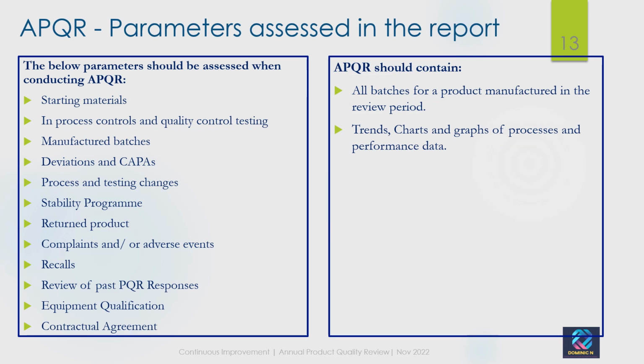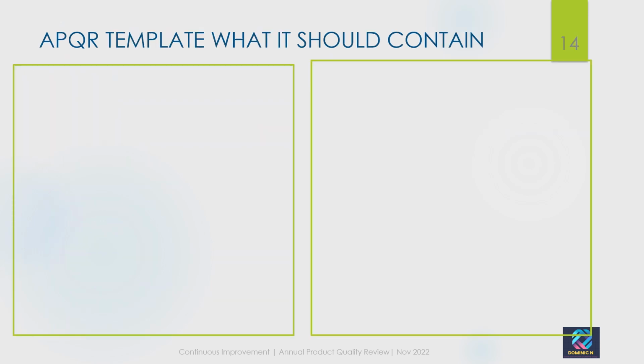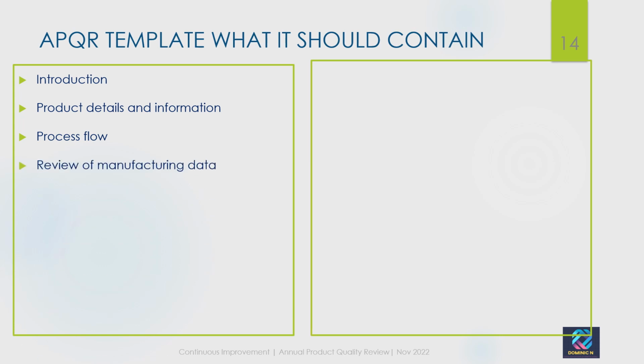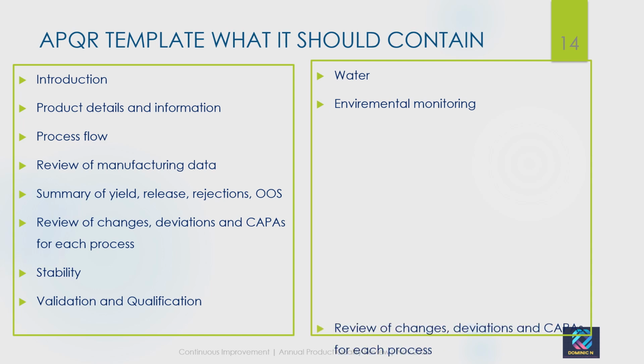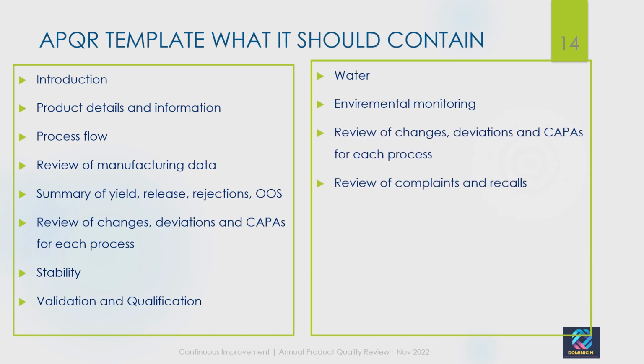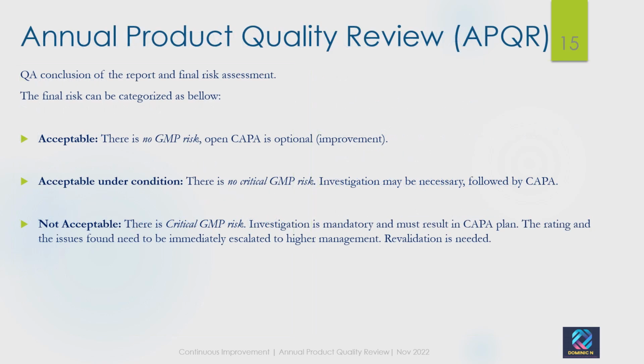So what I've done here is just put it all together and see what headers we have and what they actually are. And what should our template contain? An introduction, product details, information, process flow, review of manufacturing data, summary of yield, release and reject, review of changes, deviations and CAPAs, stability, validation, qualification, talk about water. Water is a very important key ingredient. Environmental monitoring, review of changes, review of complaints, review of quality management system.